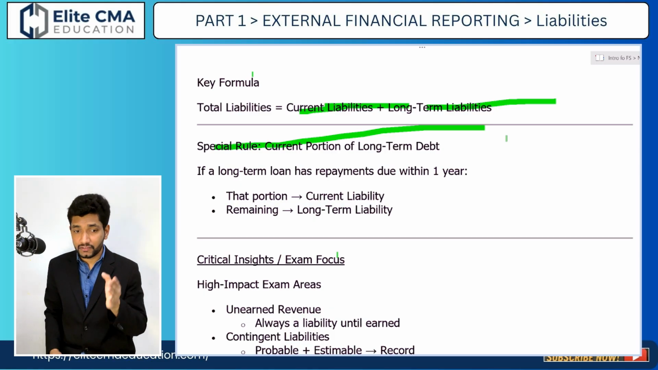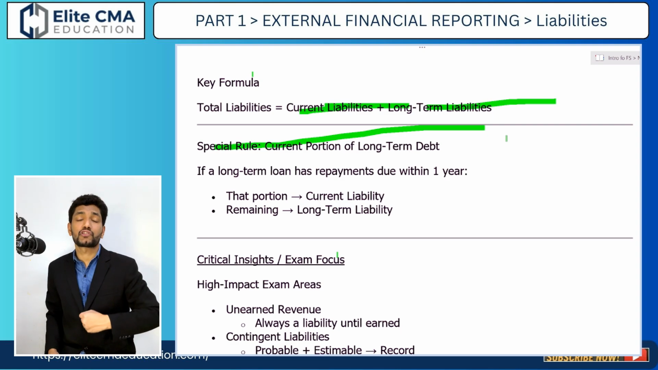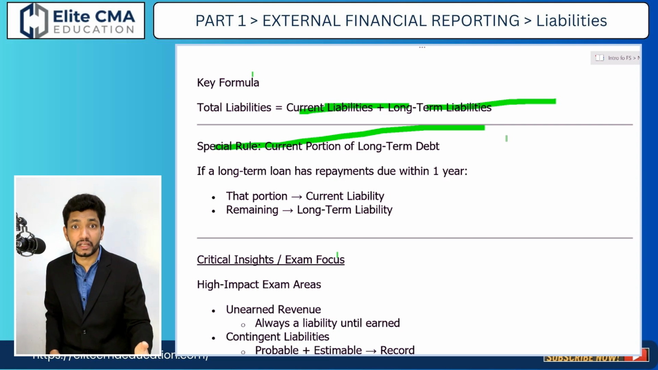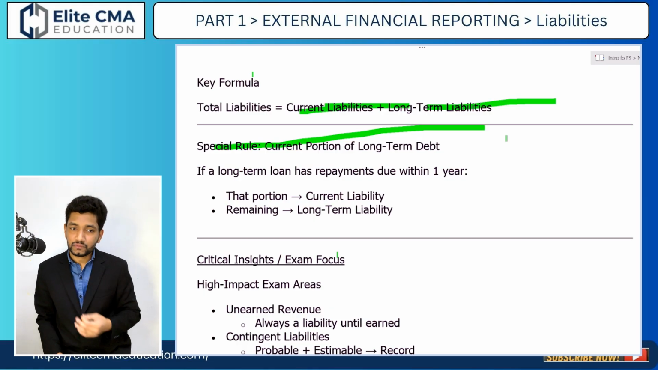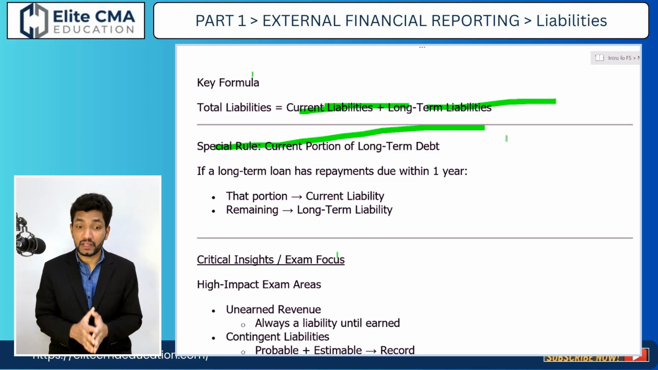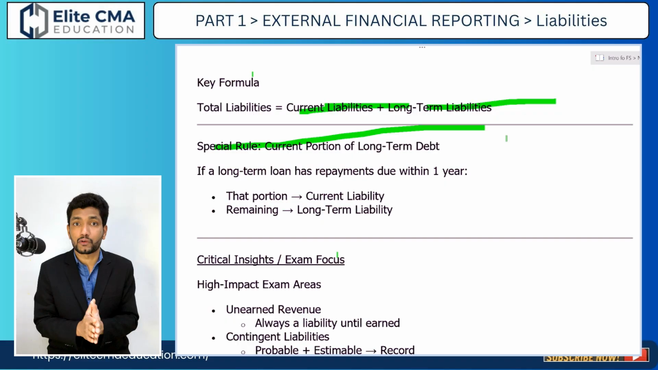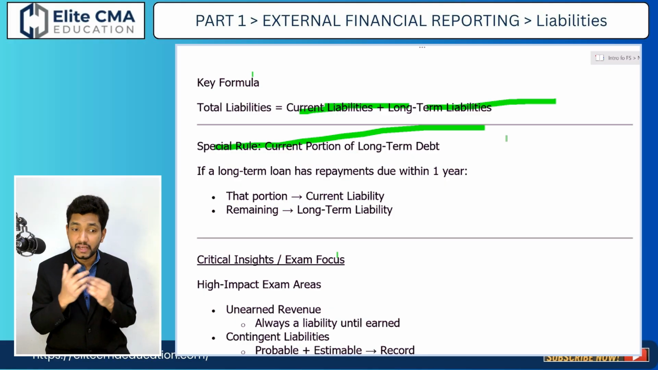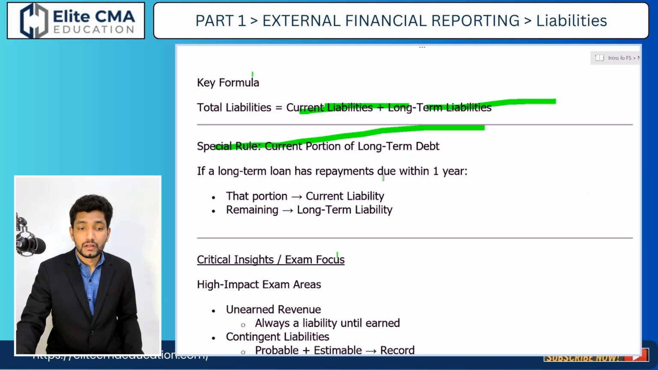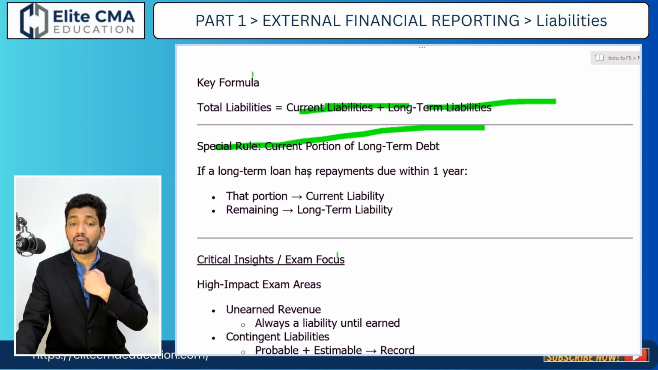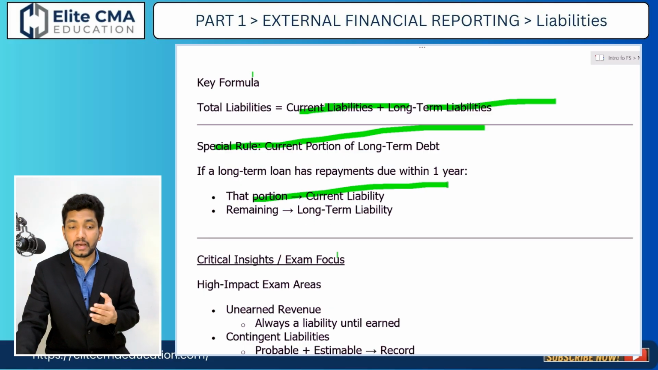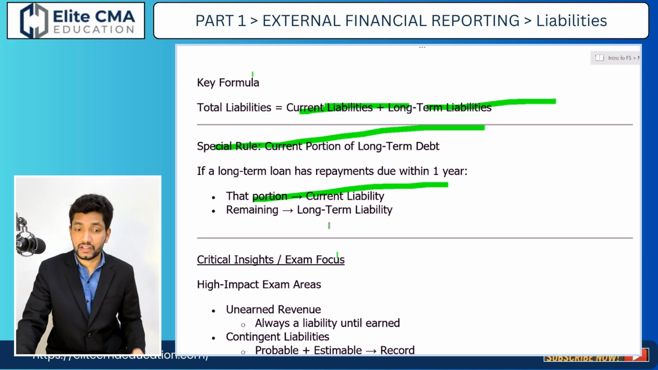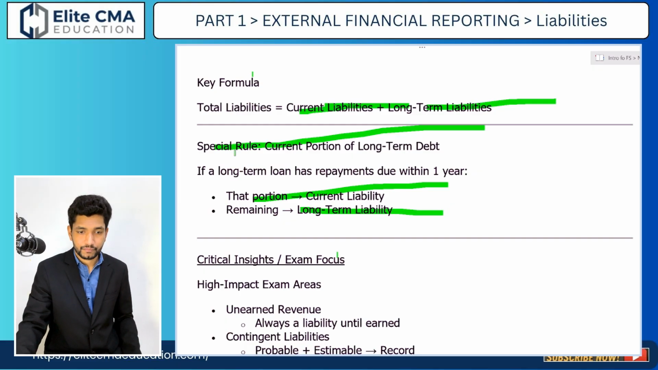A long-term loan has a repayment due, where some portion of the long-term loan is the repayment portion. There is a special rule here. The current portion of long-term debt is considered a current liability. Suppose the long-term loan payment is due within 1 year, that portion is considered a current liability, and the remaining portion is considered a long-term liability.